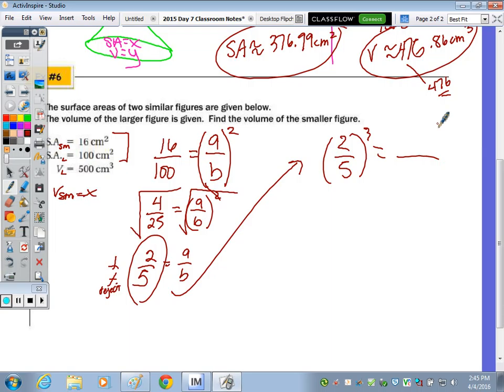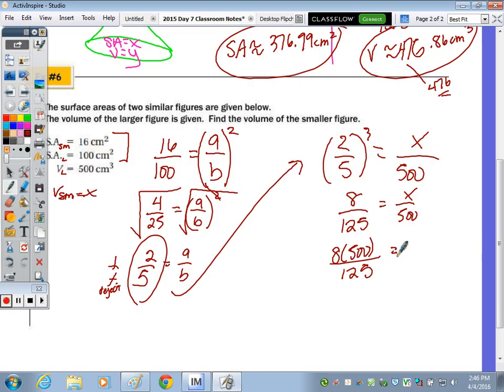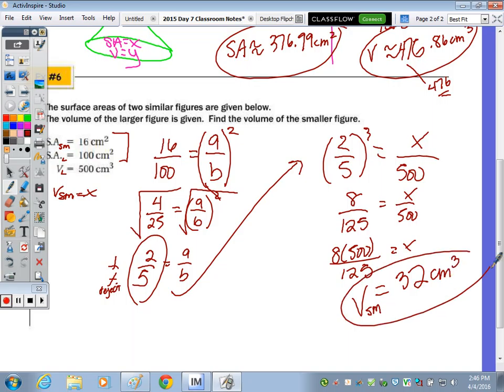Now to find the volume, I take that ratio and do what to it? Cube it, and that equals, again, we compared small to large. So would it be x over 500 or 500 over x? X over 500, small to large. So 2 cubed is 8, 5 cubed, 125 equals x over 500. So you first do 8 times 500 divided by 125, and that's going to give you your x. So our volume equals exactly what? 32 cubic centimeters.